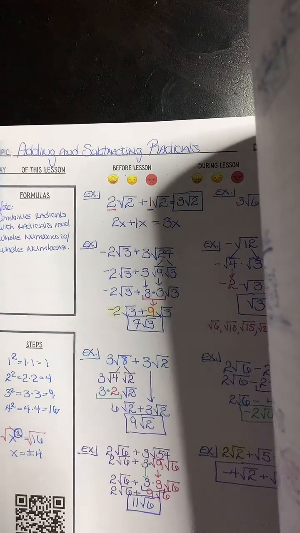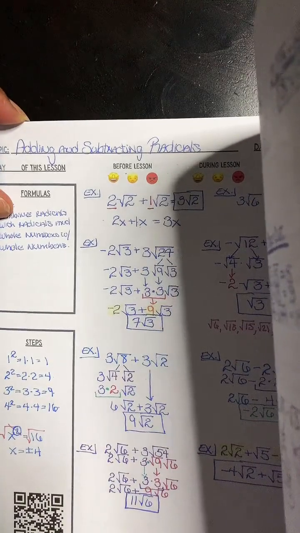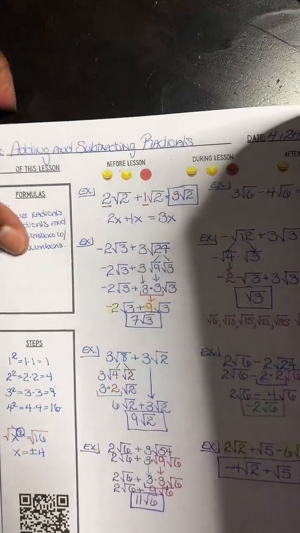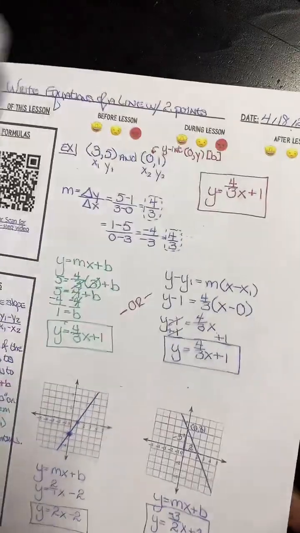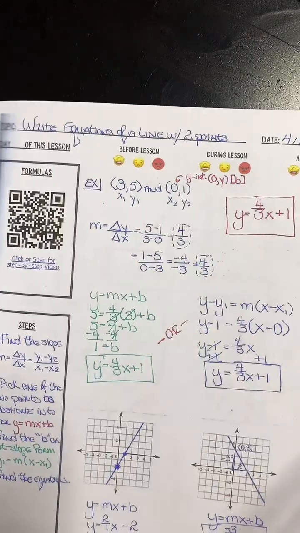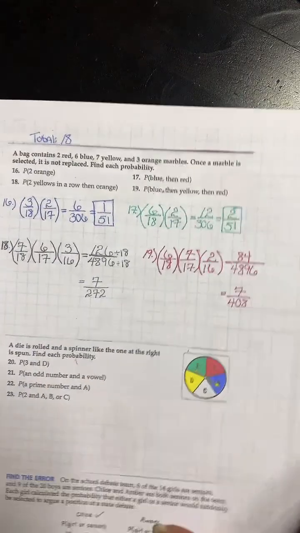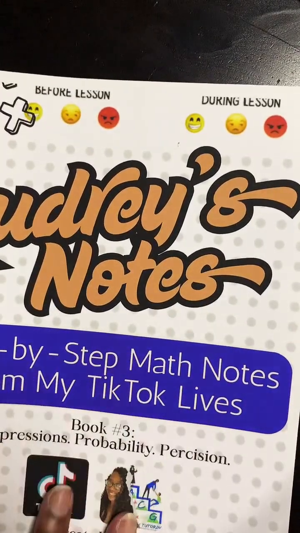So it'll be great if you go to YouTube and look at some of the videos, but at the same time, having this, you can follow along. So you can do it for remediation, you can do it for enrichment, and it's just randomly selected items. So we have parallel and perpendicular lines, writing an equation of a line when you're just given 2 points, reviewing writing an equation of a line, looking at a little bit of probability. So you can see me and my neat little handwriting. So this is Audrey's notes.